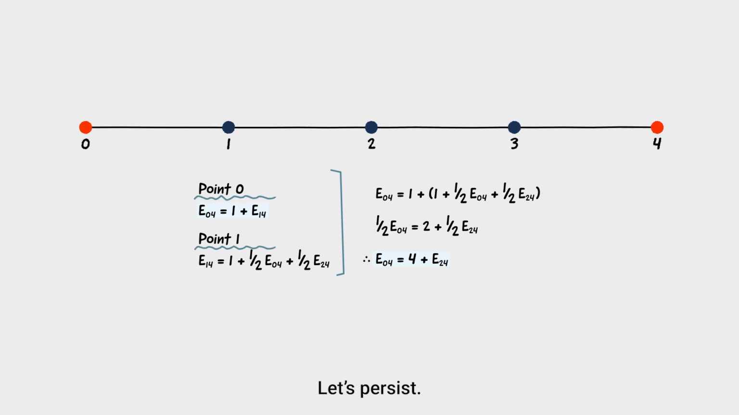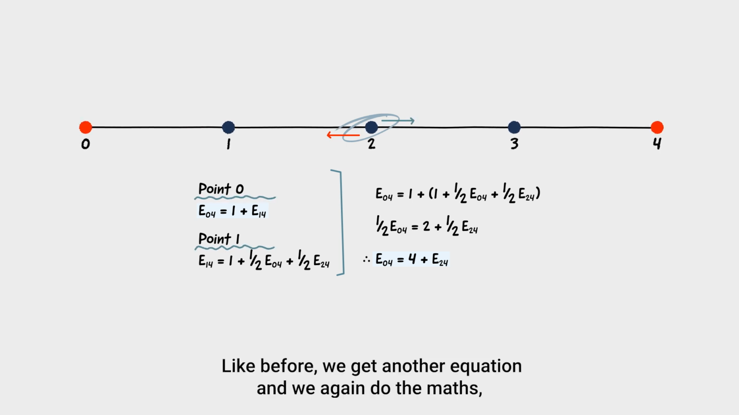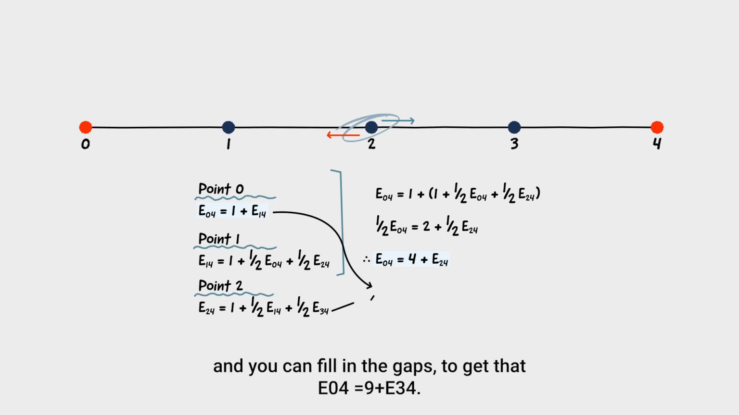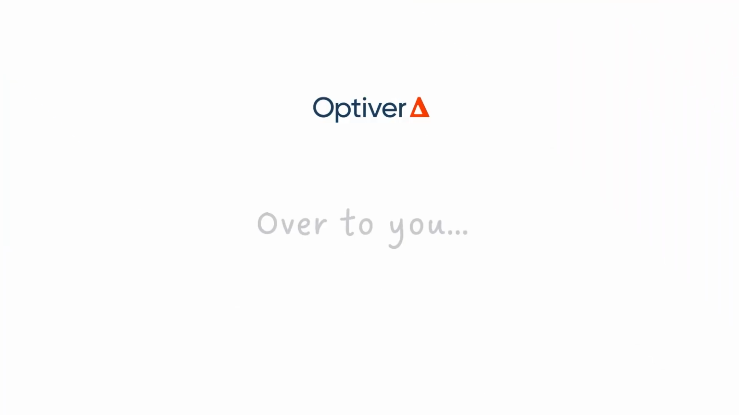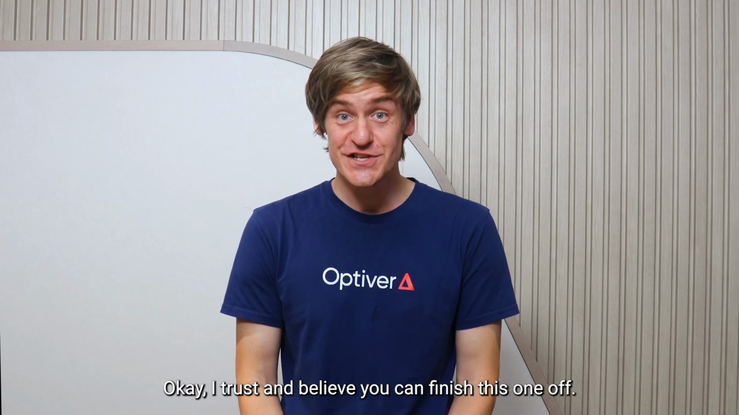Let's persist. At point 2, we take a step and have a 50% chance of being at point 1 and a 50% chance of being at point 3. Like before, we get another equation and we again do the maths, and you can fill in the gaps. To get that, E04 equals 9 plus E34. Okay, I trust and believe you can finish this one off.